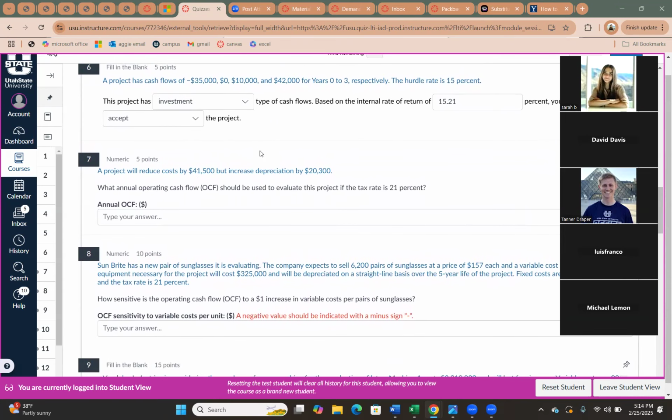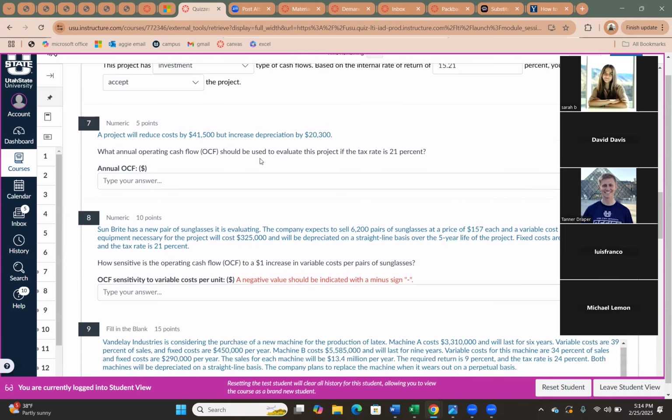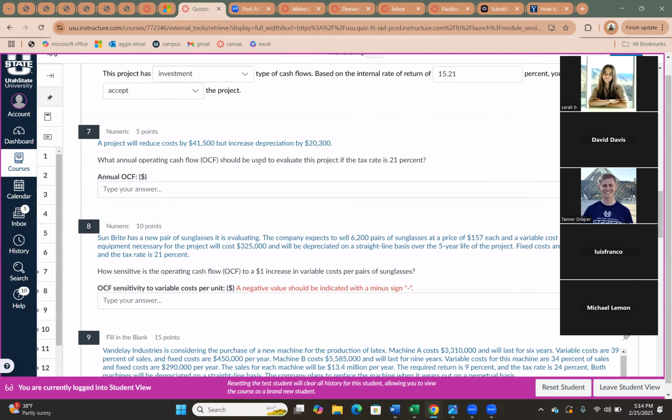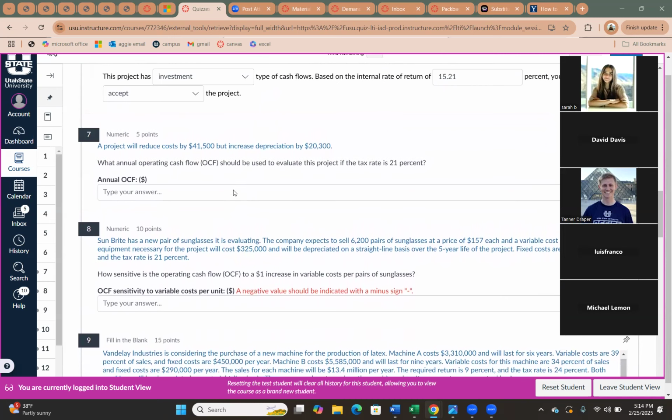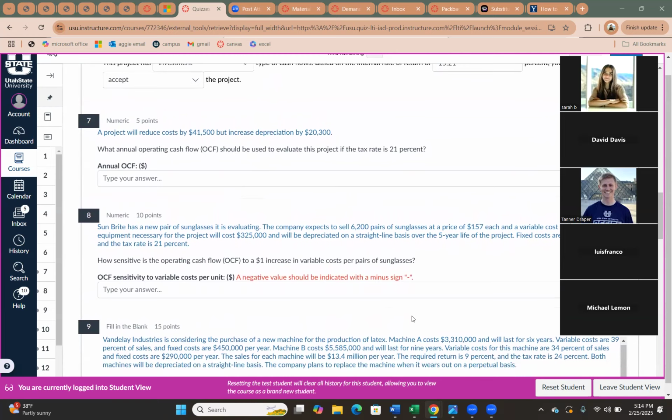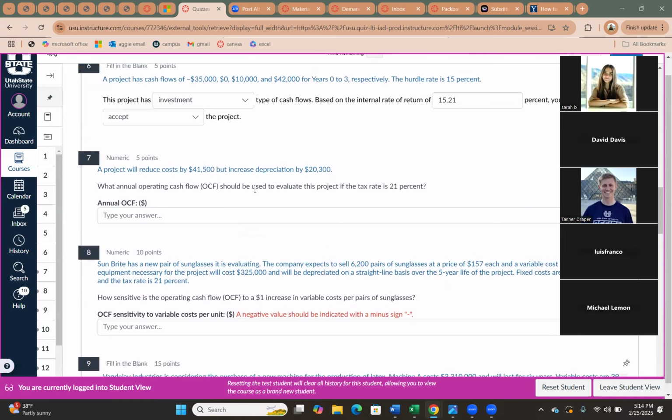21%. Does anyone know how to do this one? Because I actually haven't seen this one before. Has anyone gotten this question? If not, that's fine. I might email her and then I'll put out a little blip on Canvas about it. On this one, because all we know is it reduces costs, that becomes our revenue. Doesn't tell us anything else.